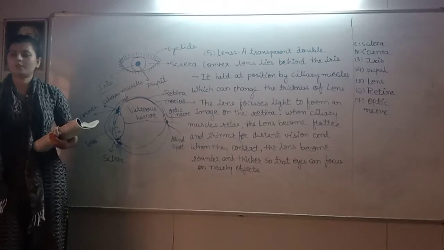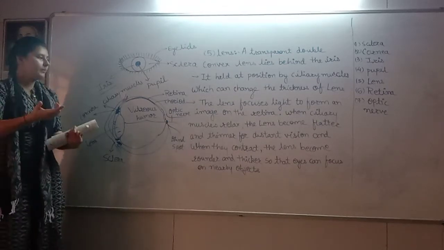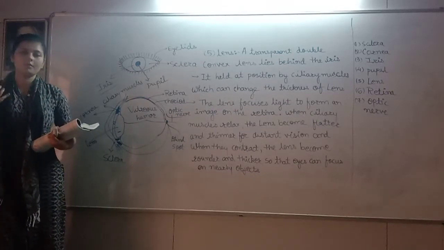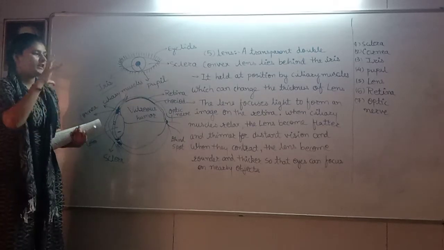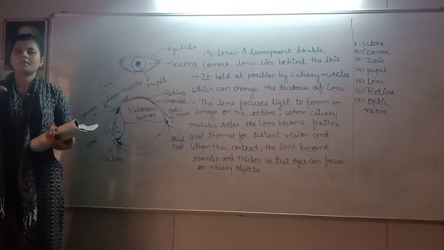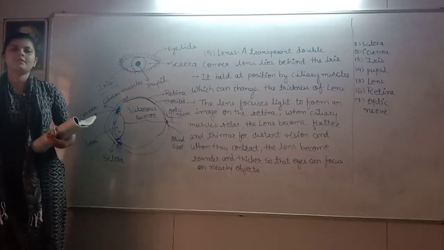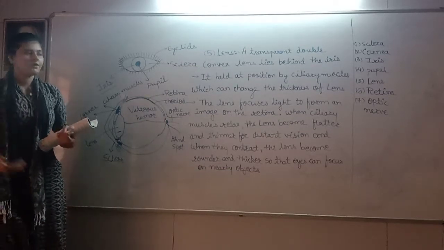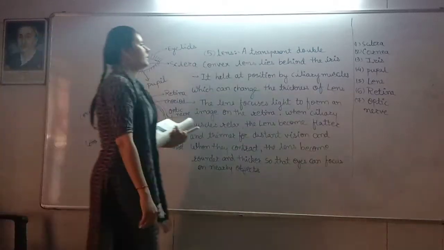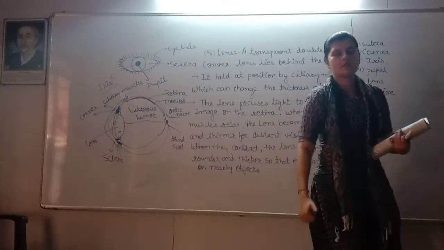But when we are talking about the nearby vision, what happens is that your muscles are working more. So that's why it becomes rounder and thicker. और जब वो thick हो जाता है, you can clearly see the nearby vision, right? So this is it about the lens which we have talked about.